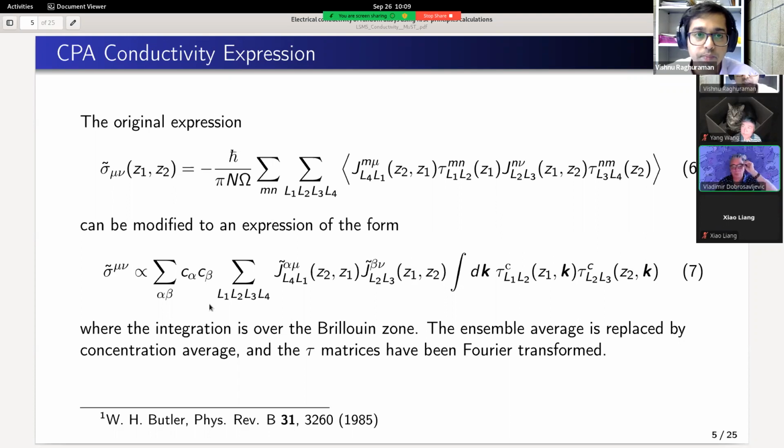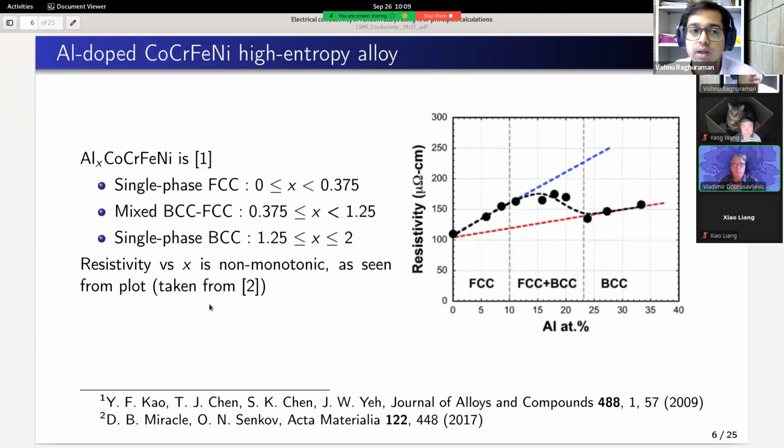And I'll show one example that we did recently, which is the aluminum doped cobalt chromium iron nickel high entropy alloy. And this has an interesting phase behavior because at low aluminum concentration, this is FCC, and you see the resistivity rising steadily. But then as you reach an intermediate aluminum concentration, there is an FCC BCC mixed phase, and there is a drop in the resistivity. So there is a non-monotonic behavior, which is interesting. And then as you get to higher and higher aluminum concentration, it becomes fully BCC. And then you get back your increasing monotonic behavior.